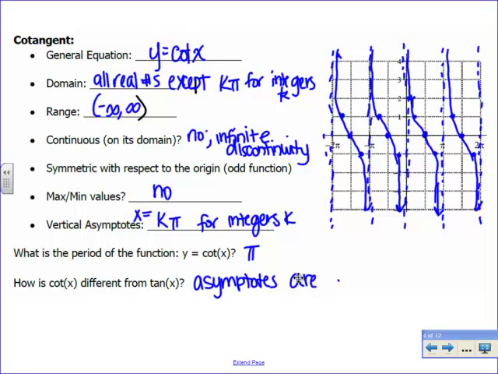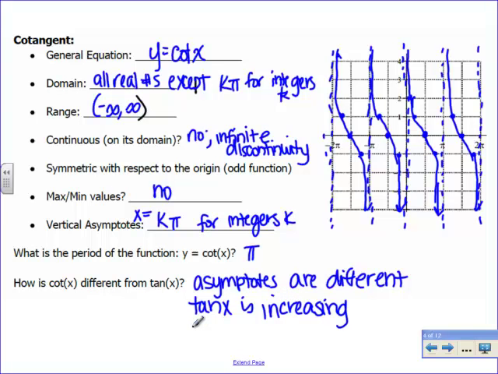And, as I quickly mentioned, tangent is increasing on its domain. However, cotangent is decreasing on its domain. You'll see that as you go left to right, you're going down the whole time. Down, down, down, down.